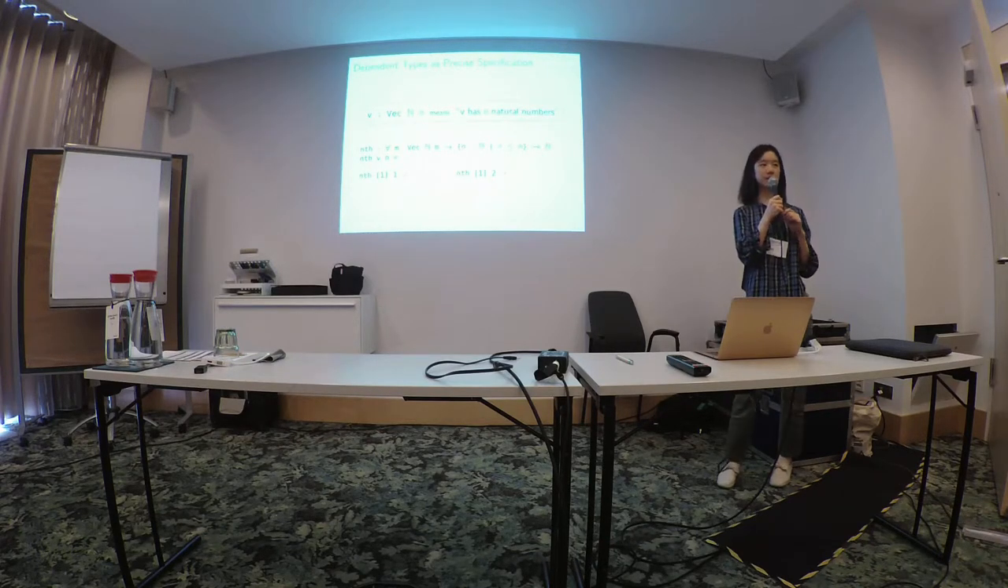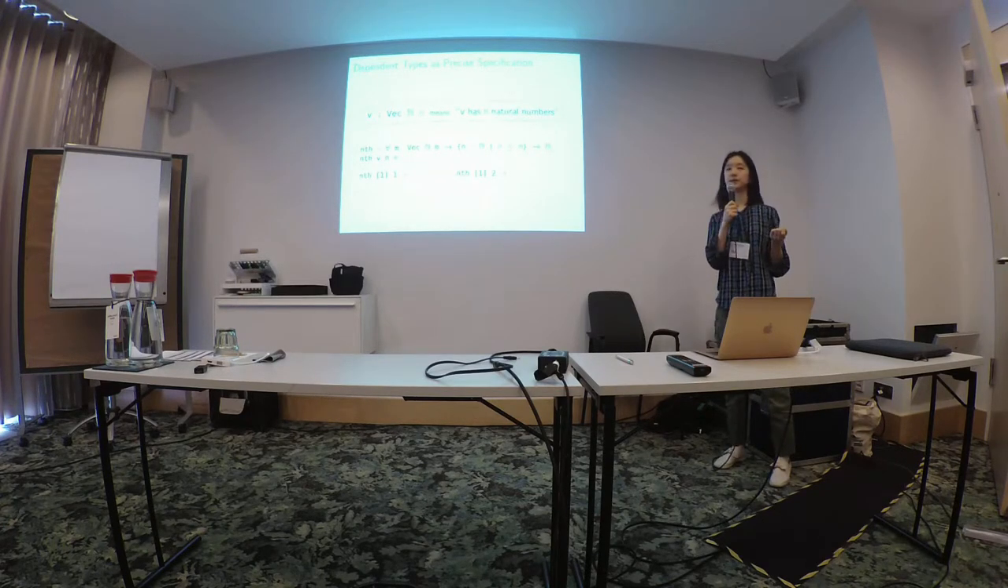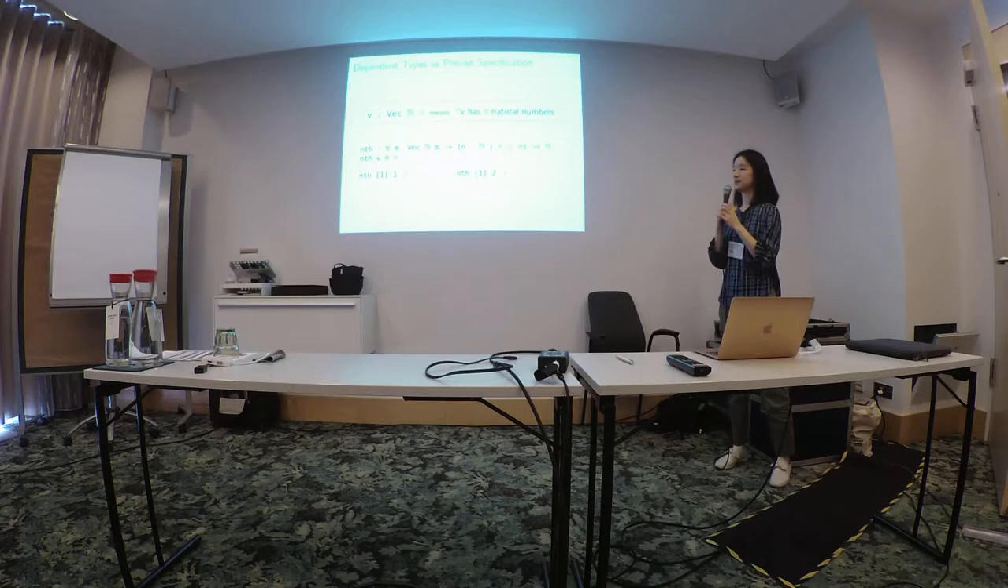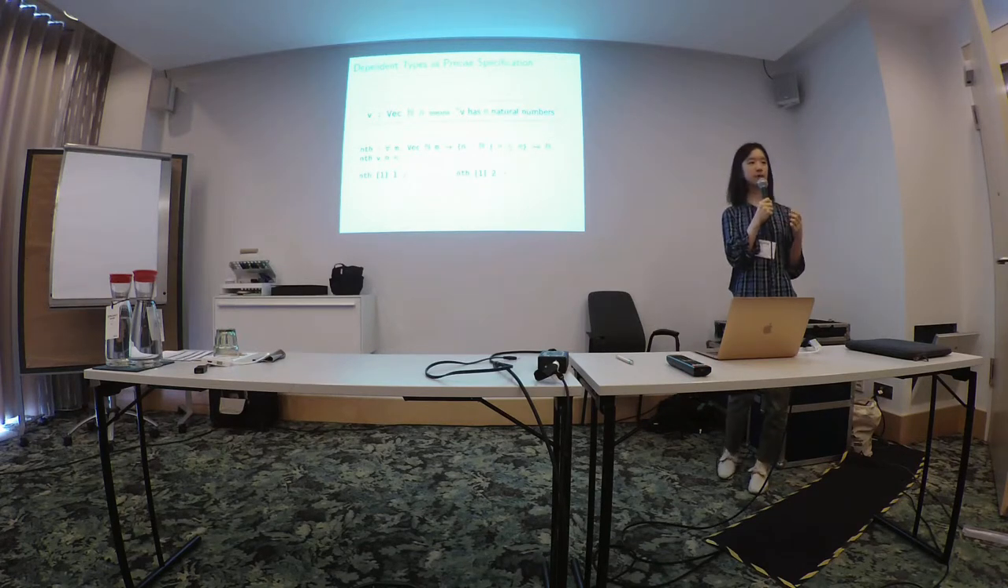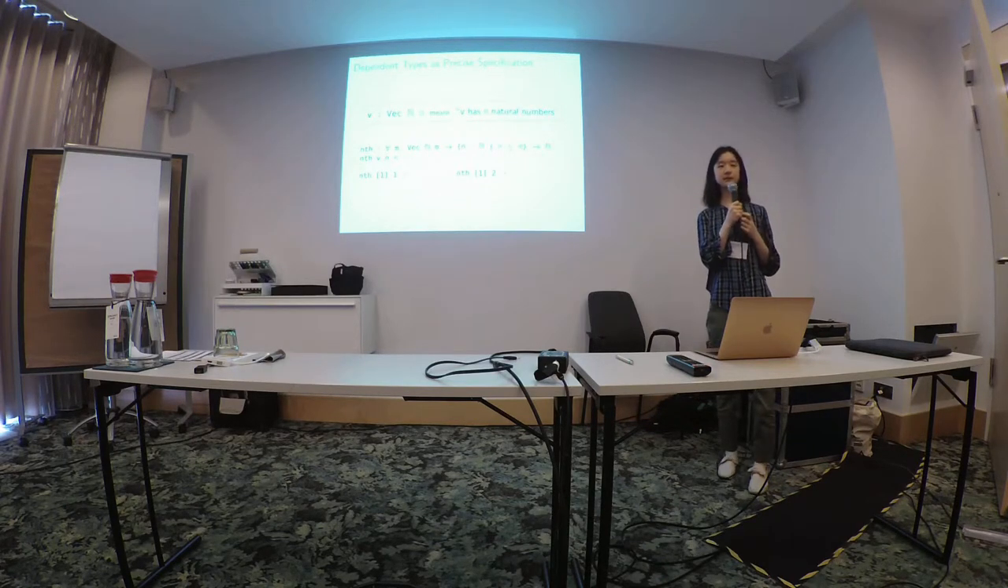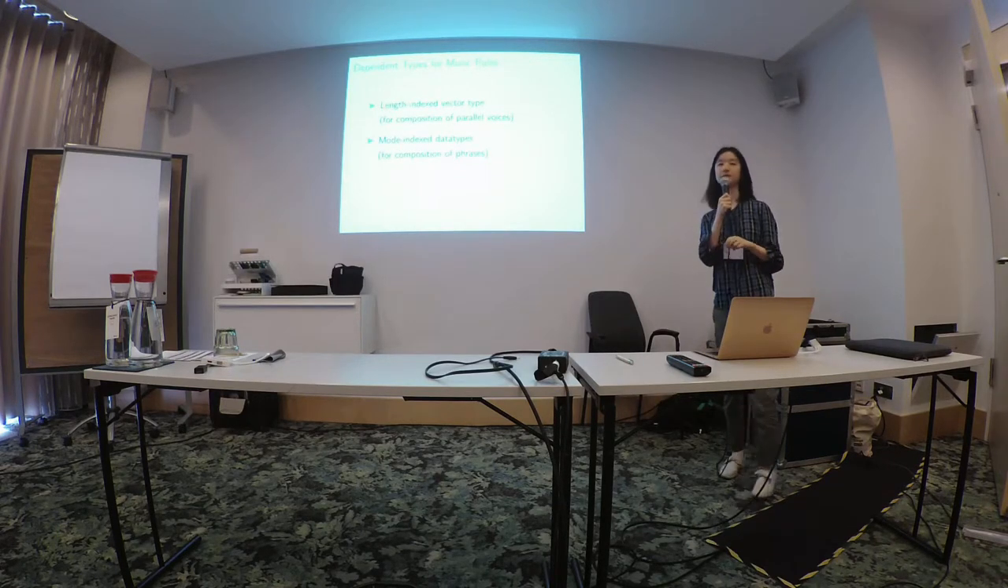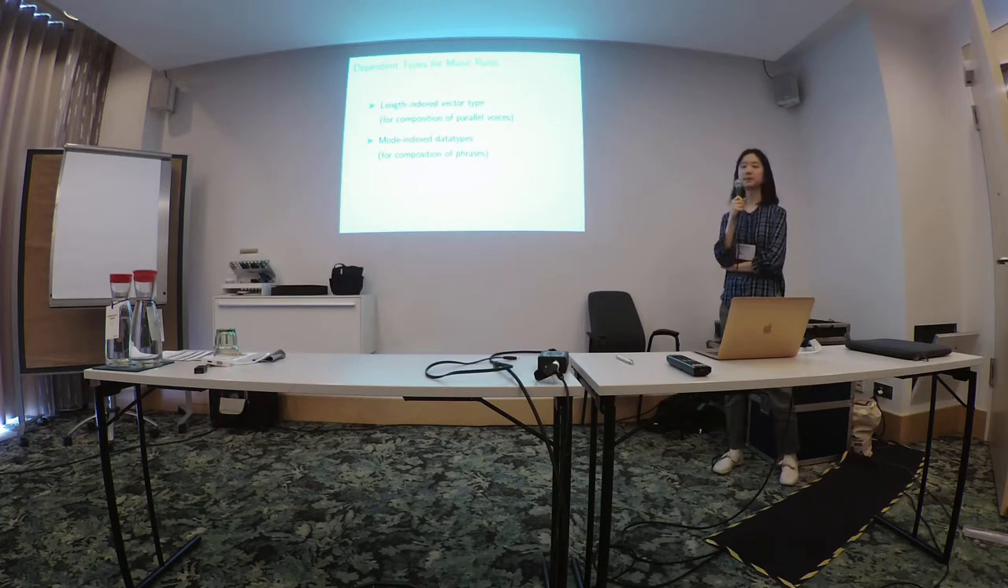Then, if we try to extract the second element of a singleton vector, then the type checker will complain that the index argument doesn't have the correct type. So using dependent types, we can detect more invalid uses of functions. So what kind of dependent types do we need in music?